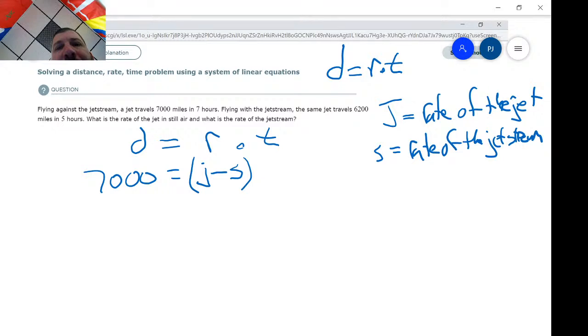Okay, so now I'm going to look at my second equation, because that was against the jet stream, and now with the jet stream, my distance was 6,200. And now the jet stream is pushing me. So the rate of my jet plus the jet stream is making me faster. And my time there was 5 hours.